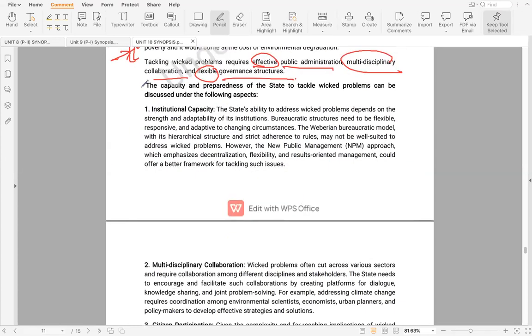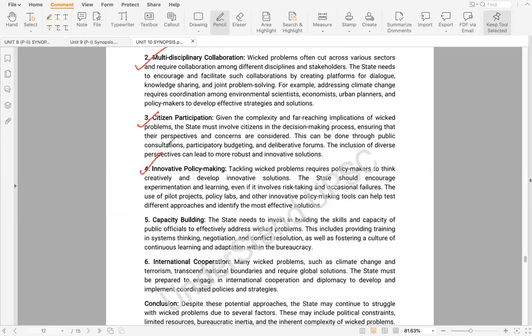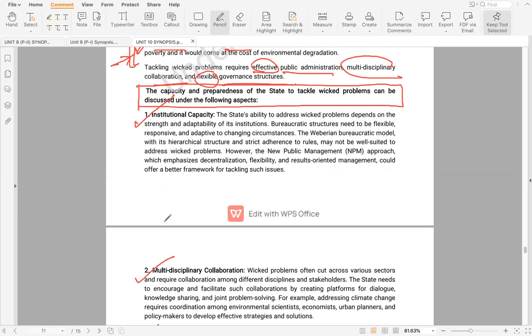In talking about the capacity and preparedness of the state, whether or not the state is capacitated enough or prepared enough: institutional capacity, multidisciplinary collaboration, citizen participation, innovation in policy making, capacity building, international cooperation, and then you're also simultaneously giving out the solutions.